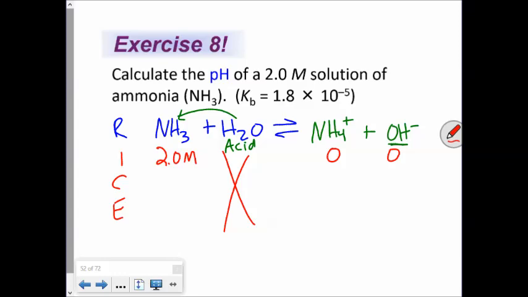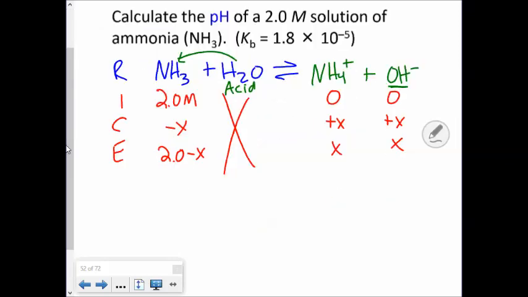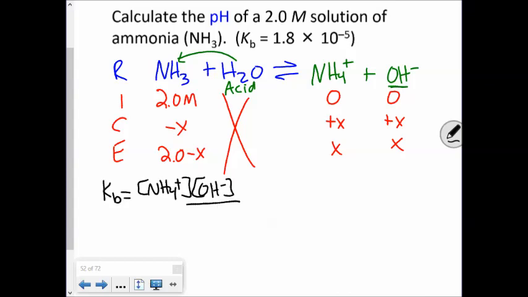So, once again, you see everything's 1 to 1: subtract x, add x, 2 minus x, and x. Write out the expression if needed. So, Kb is the ammonium concentration on the top times the hydroxide concentration over the original amount of the ammonia.